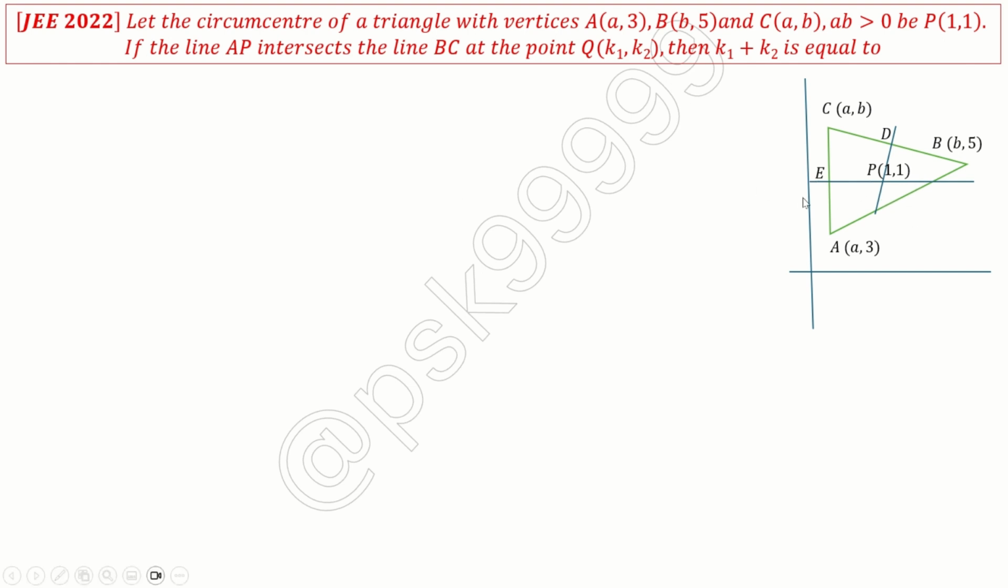If I draw two lines, EP and DP, where EP is the perpendicular bisector of AC, because circumcenter is formed by the intersection of perpendicular bisectors, correct? And PD is the perpendicular bisector of BC, okay? Once you draw this, the problem is very simple.